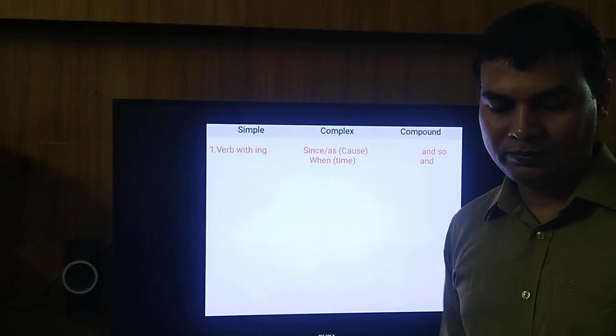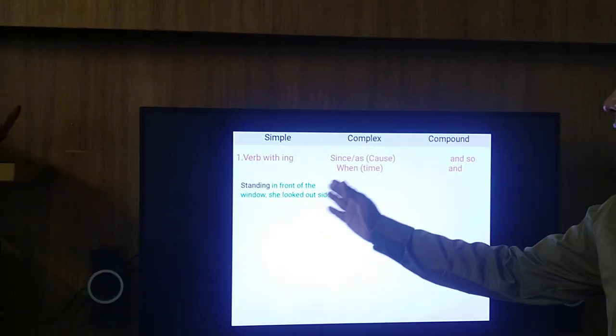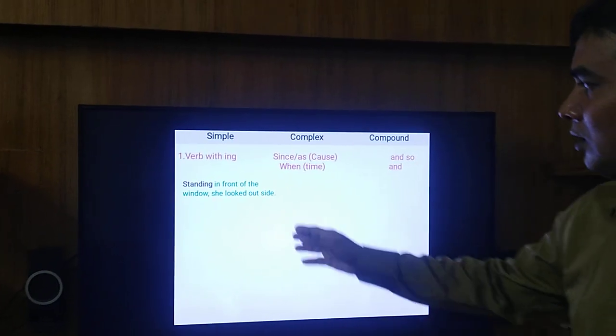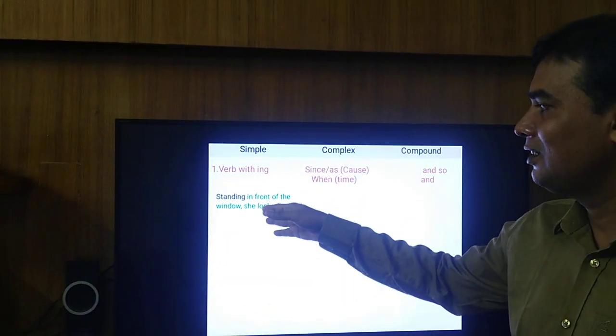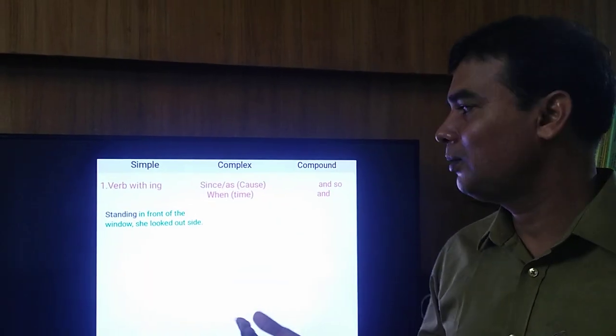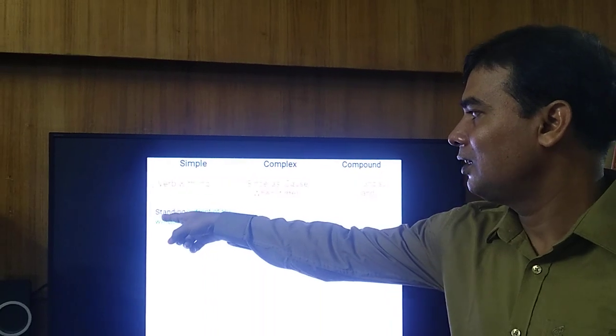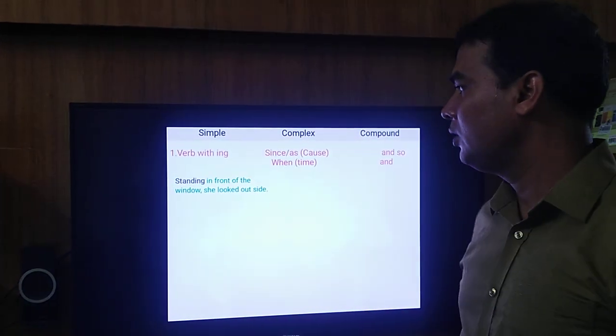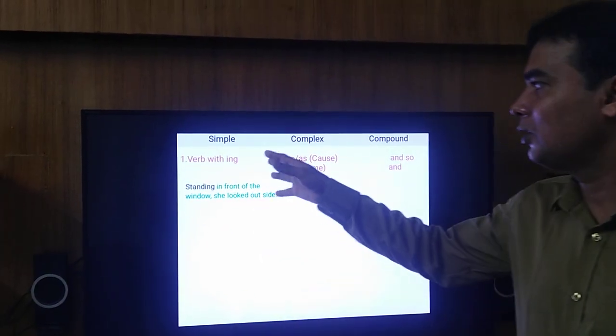For example, standing in front of the window, she looked outside. Okay, what type of sentence is it? It is a simple sentence. How can you identify? Because you see verb with ing, standing in front of the window, she looked outside. So this is a simple sentence.